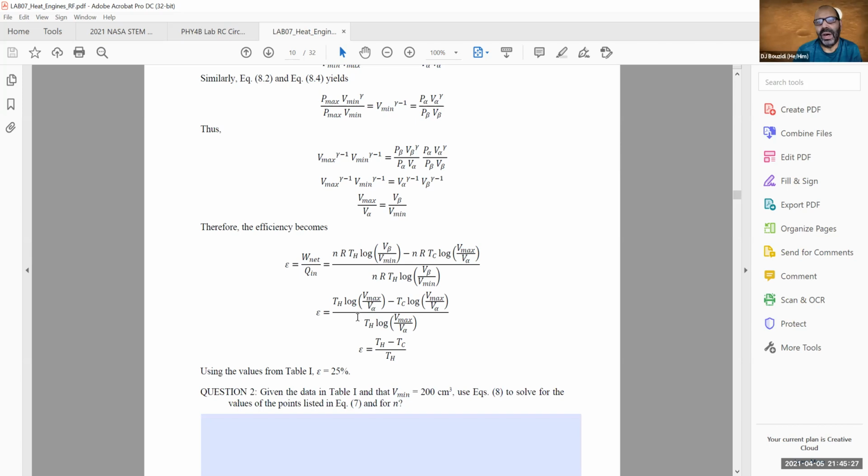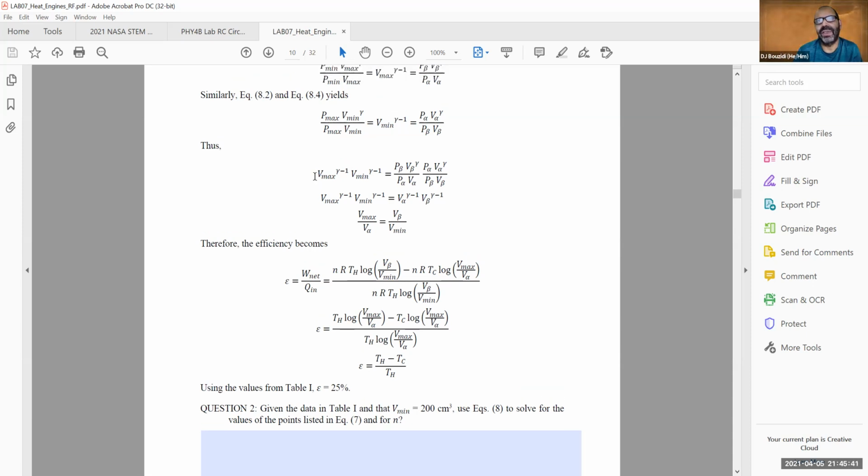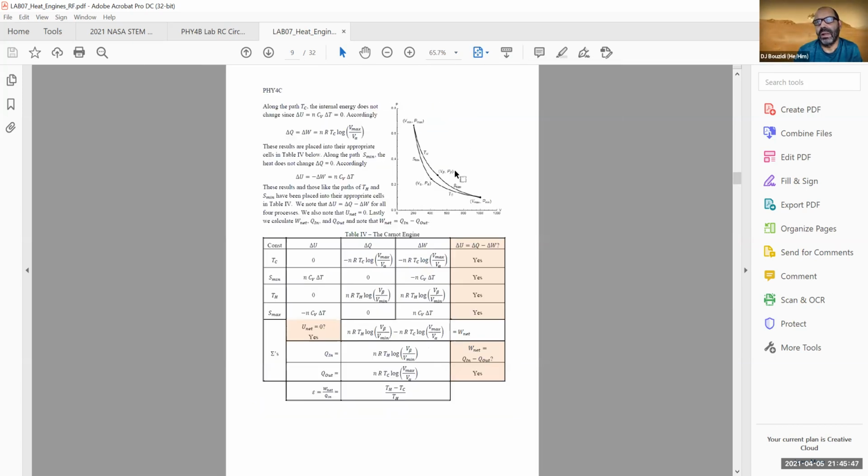Now, given the data, if you take V min to be 200 cubic centimeters, use the equations to solve for the values listed above. So you have V min to be 200 cubic centimeters, and you're going to find everything else because you know what the temperatures are from the previous table. You have the temperatures being 400 and 300 Kelvin, and the V max is 1,000 cubic centimeters, and this one is 200. So you're going to plug in all of the numbers.